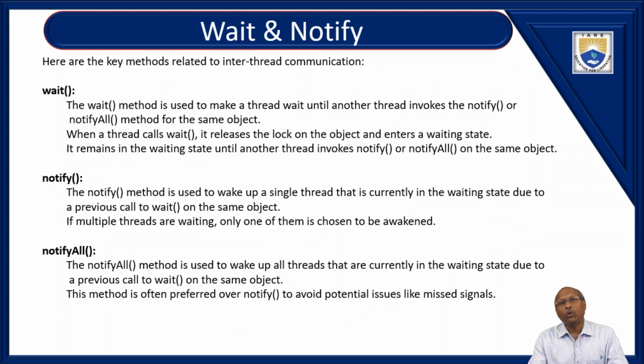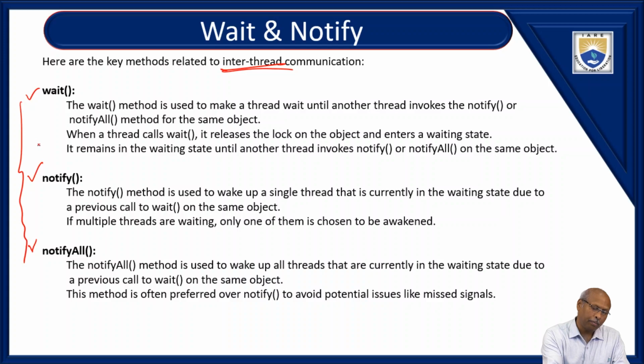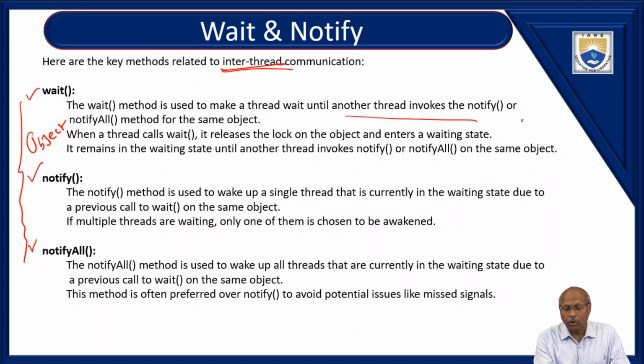And now we'll see how wait works, how notify works, and how notify all works. I told you these three are the important methods useful for inter-thread communication. And these three methods are part of which class? I told you these are the important methods of the Object class.